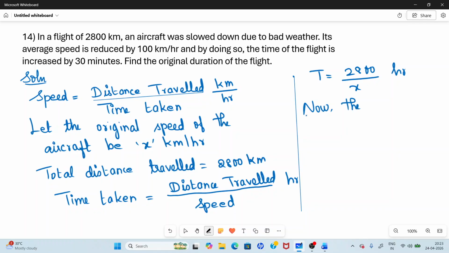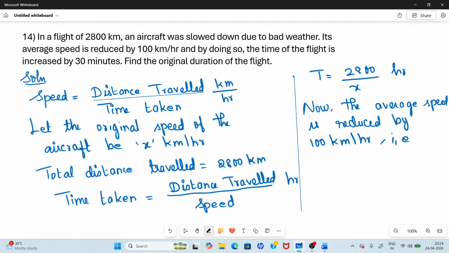Now the average speed is reduced by 100 kilometer per hour. That is, x is the original speed and it is reduced by 100 kilometer per hour. So x minus 100 kilometer per hour is the reduced average speed.